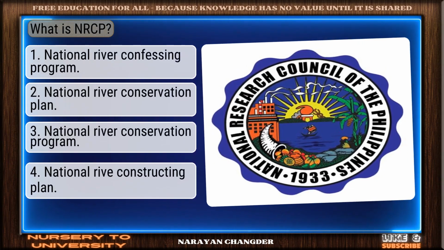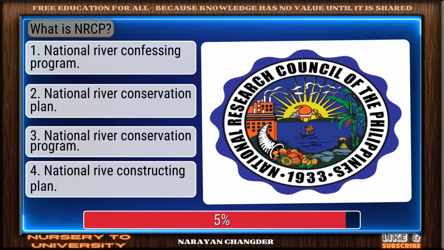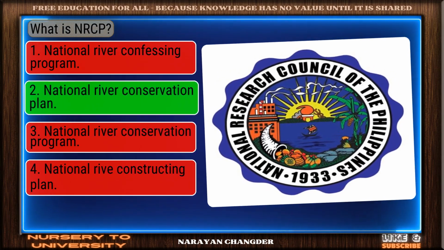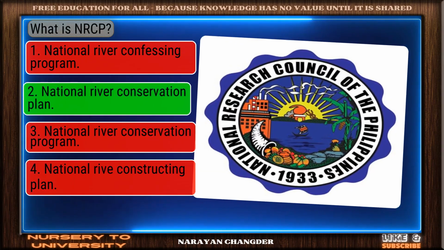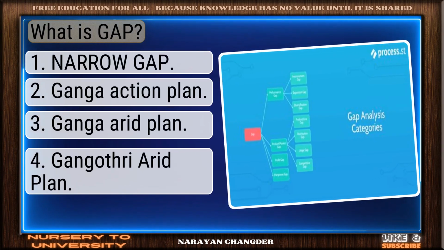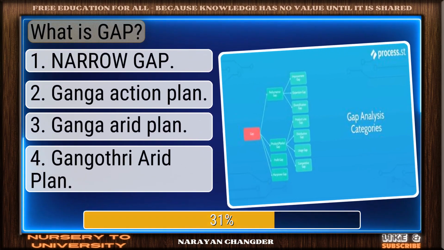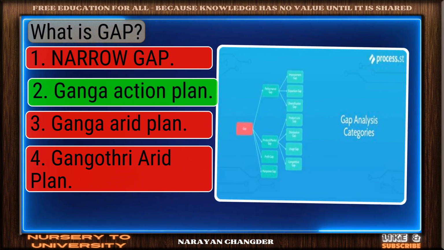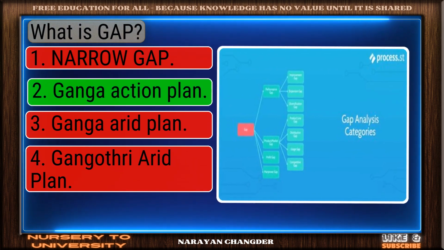Question number 193. What is NRCP? Right again. National River Conservation Plan is a valid answer. Question number 194. What is GAP? Exactly. Ganga Action Plan makes sense and it is the right choice.